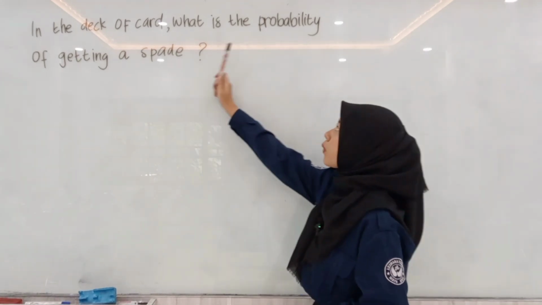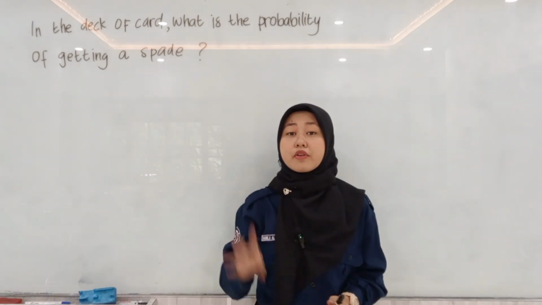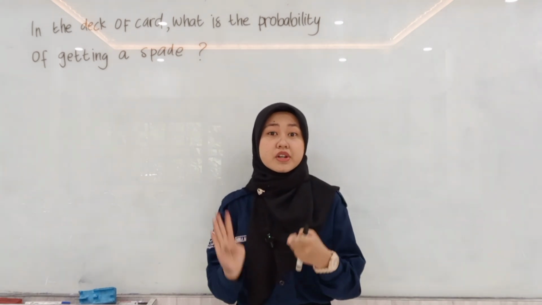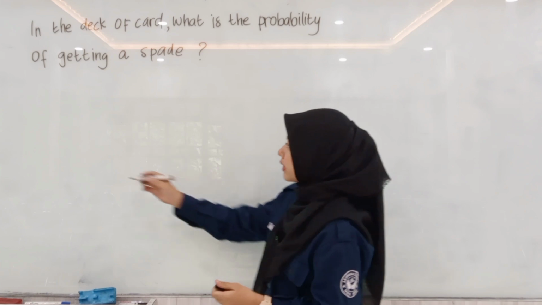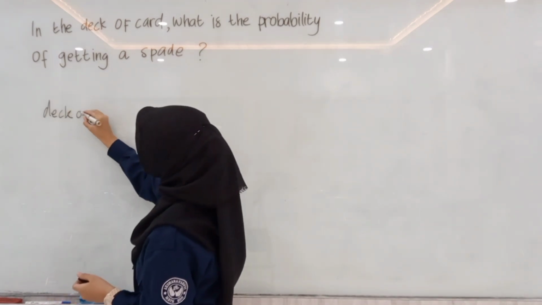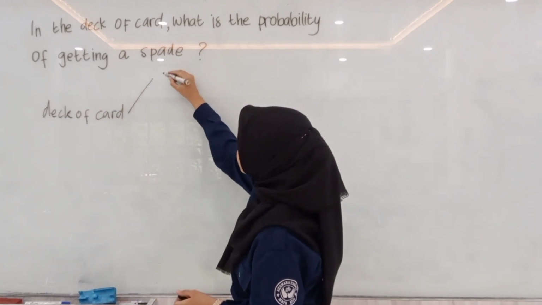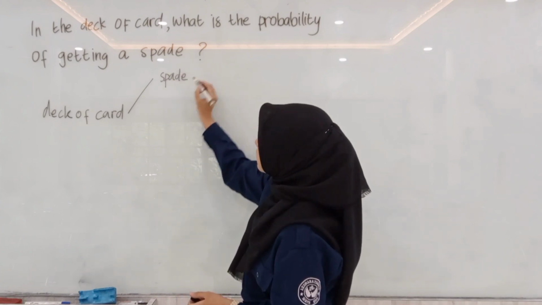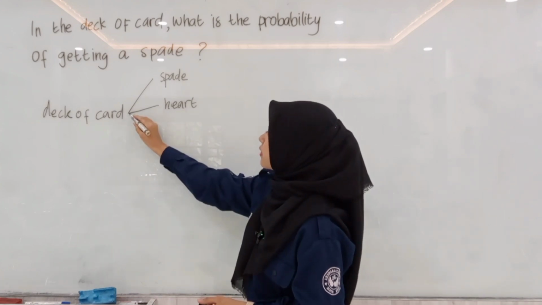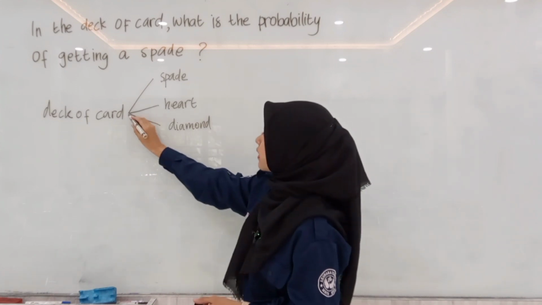In the deck of cards, what is the probability of getting a spade? We know in the deck of cards there are 4 types of cards. There are heart, spade, club, and also diamond. And I can write here a deck of cards. There are spade, and then heart, diamond, and also club.